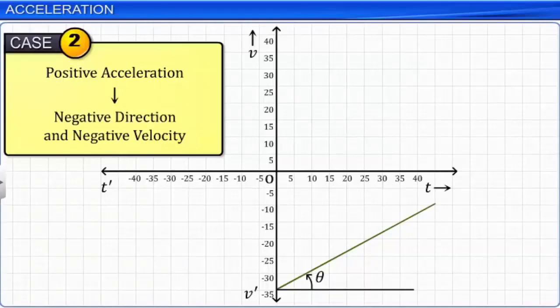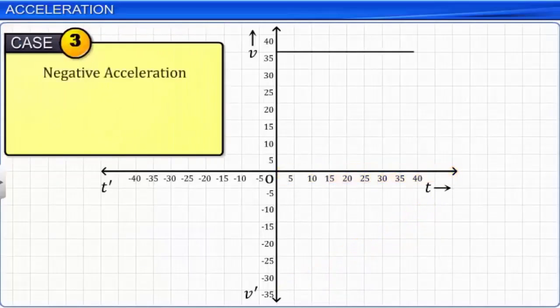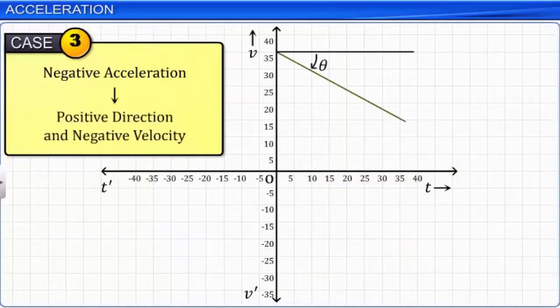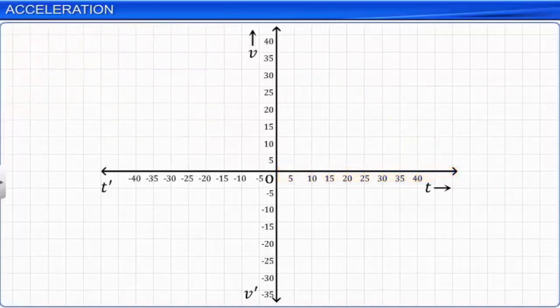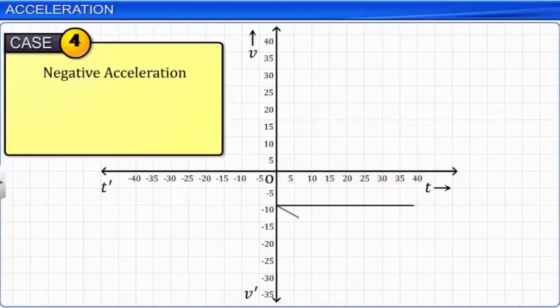Body with negative acceleration, that is, positive direction and negative velocity: the graph is an inclined line above the x-axis with downward inclination. Body with negative acceleration, that is, negative direction and positive velocity: the graph is an inclined line below the x-axis with downward inclination.